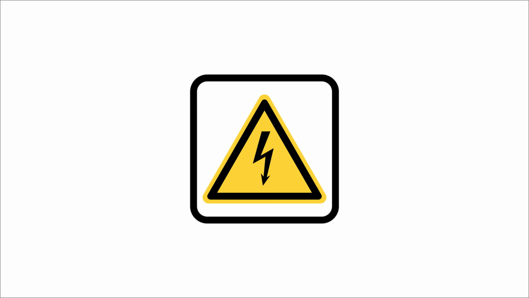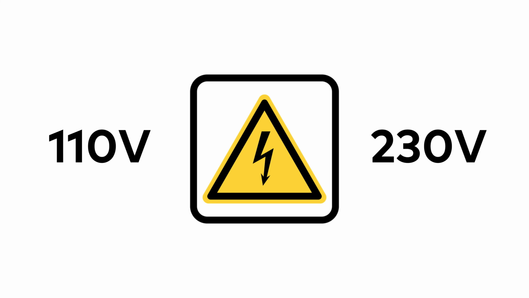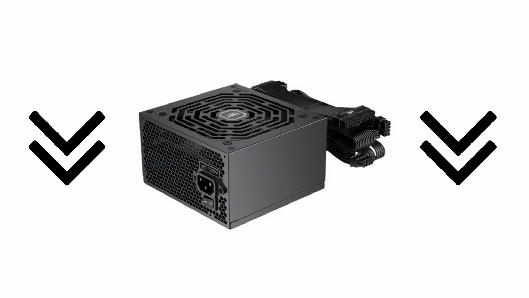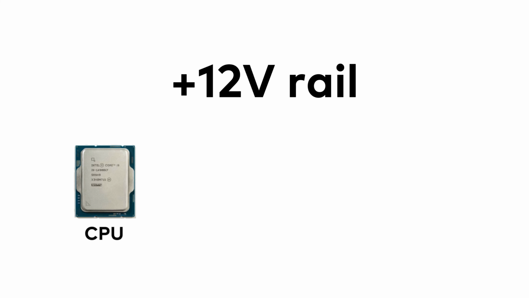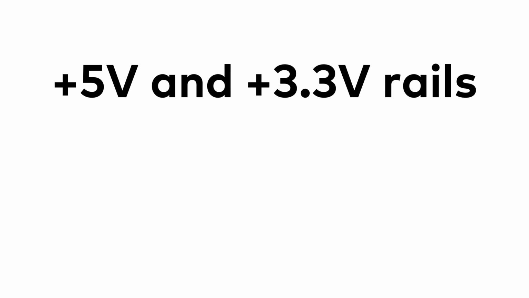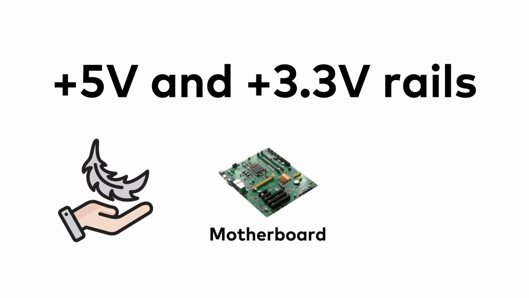Second, voltage stepping. Your wall outlet provides high voltage, usually 110 volts to 230 volts, depending on where you live. PC components would immediately explode if they received that much. The PSU steps that voltage down and distributes it across three main rails. The plus 12 volts rail powers the heavy hitters: CPU, graphics card, and fans. The plus 5 volts and plus 3.3 volts rails power lighter components: motherboard chips, SSDs, and USB devices.